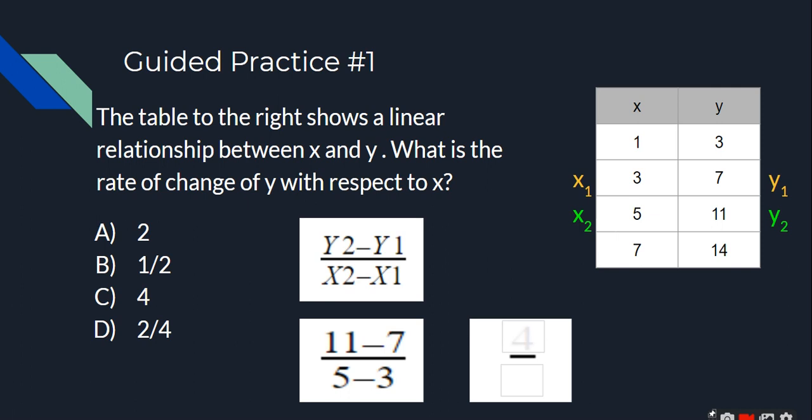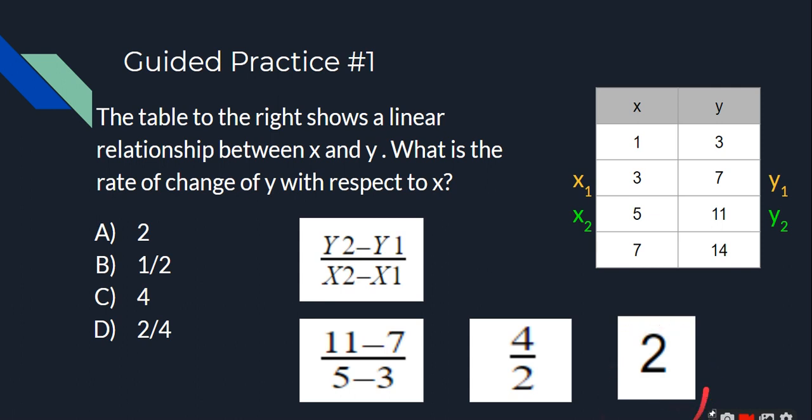So 11 minus 7, we have 4. Now let's do 5 minus 3. We get 2. But as you can see, 4 over 2 is not on here. So what can we do? Simplify. So now let's simplify 4 over 2, and we just get 2. Just the number 2. And we do see that it's up here as our letter A.